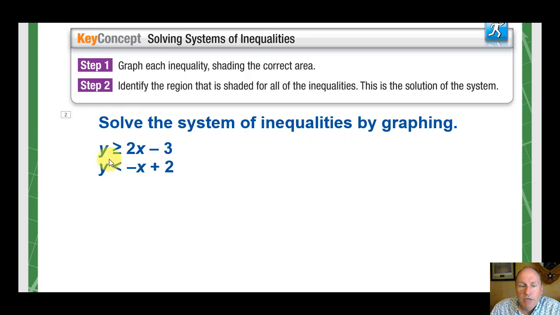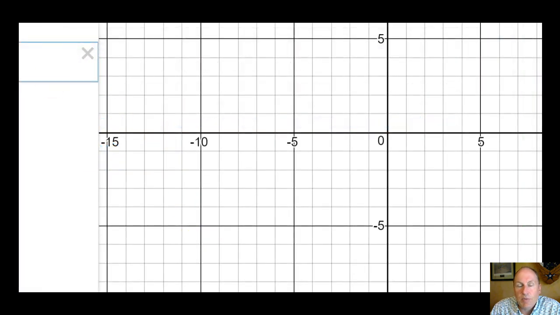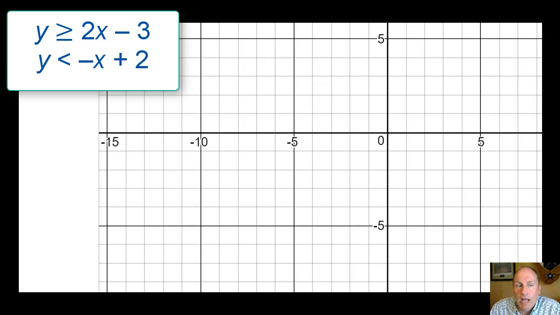We're going to graph them. So this inequality system has y greater than or equal to 2x minus 3 and y less than negative x plus 2. So let's start by graphing the first inequality, y is greater than or equal to 2x minus 3.